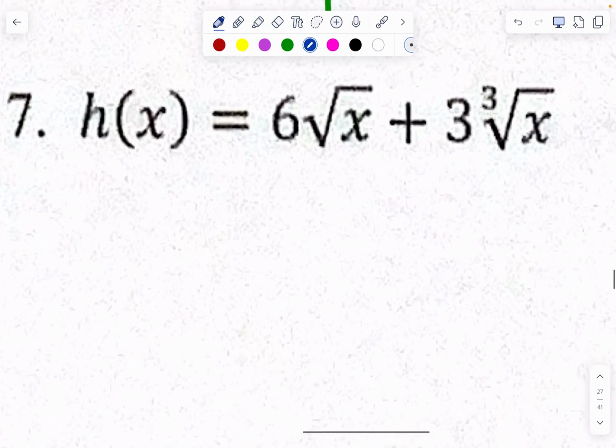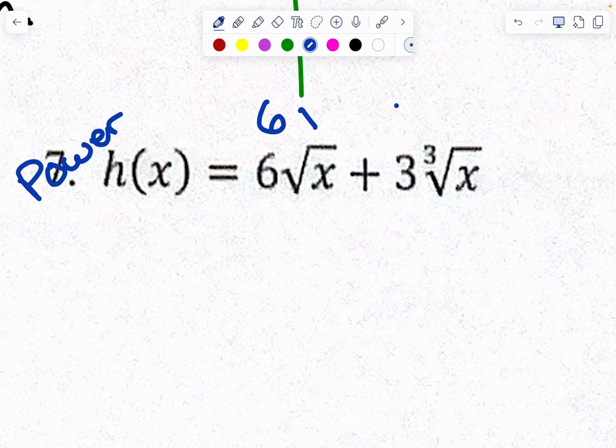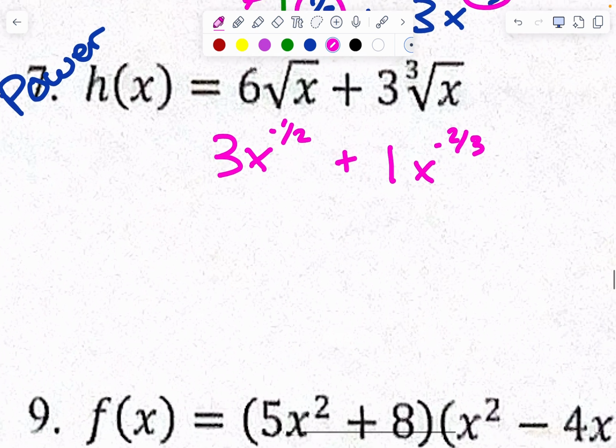Number 7. What are we doing to this one? Power. Is this still power? Yeah, it's just really gross. Let's write what it looks like. This is 6x to the 1/2 plus 3x to the 1/3, and it is a power, right? All right, so the 1/2 comes down. That makes 3x to the negative 1/2, plus 1/3 comes down. 1/3 times 3 is 1, x to the negative 2/3. Okay, let's fix it.